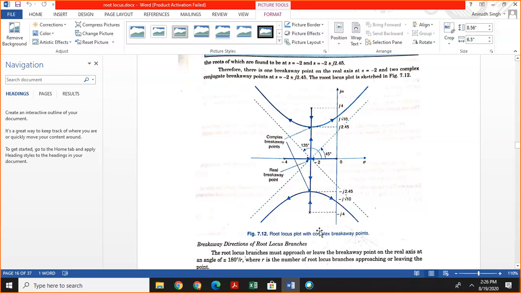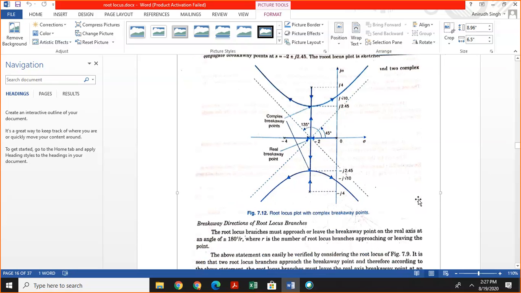It means that when the value of k is less than 260, all the roots are in the left half, so the system is stable. When the value of k is 260, the system is marginally stable, and when the value of k is greater than 260, the roots are in the right half, so the system is unstable.